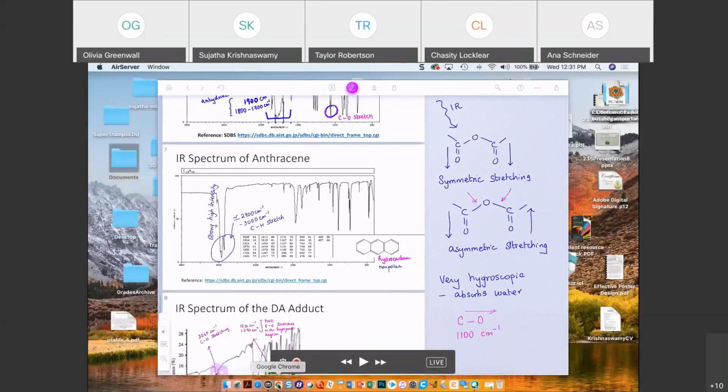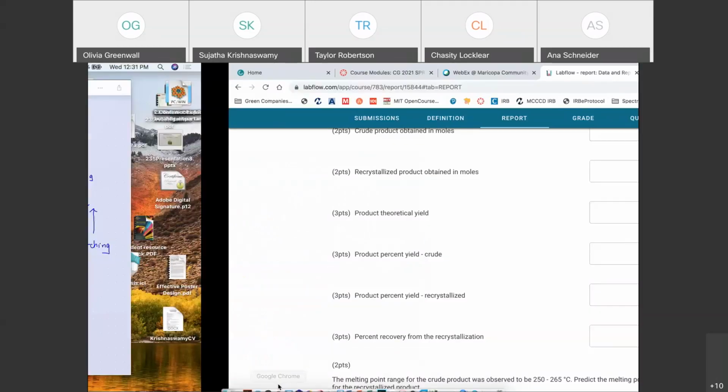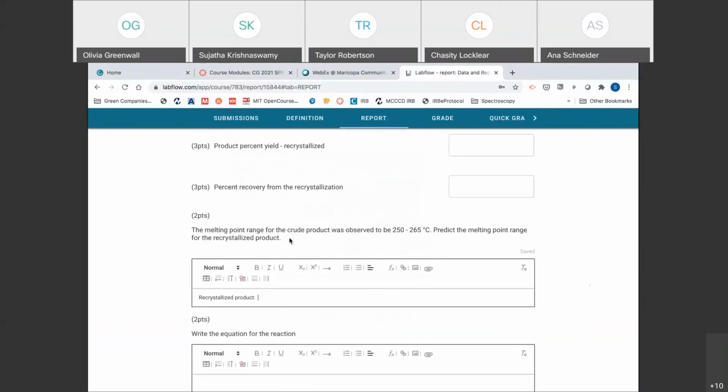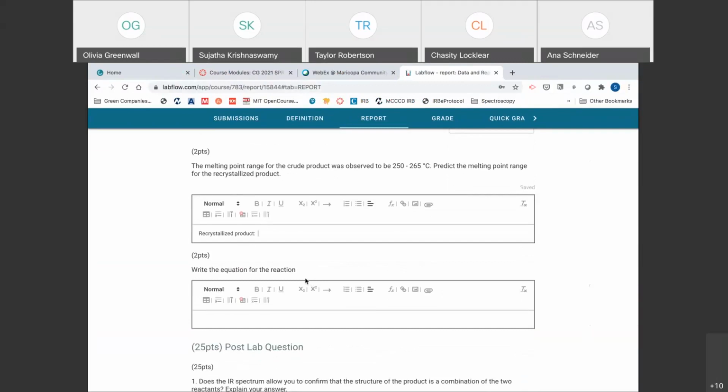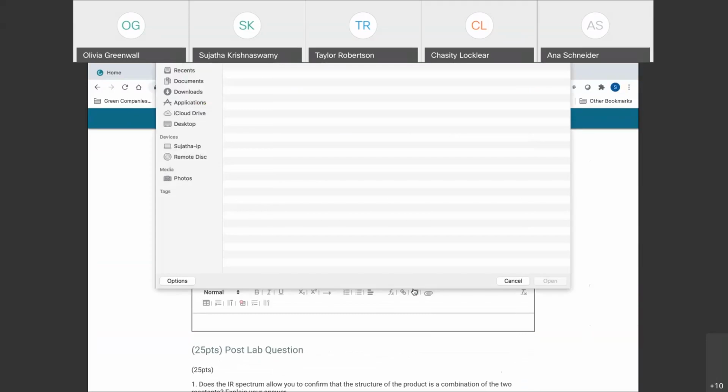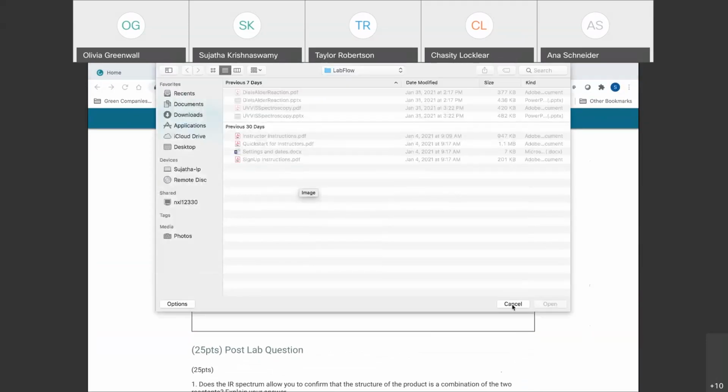I will come back to this, but what I want to show you is the question on the melting point range. For the crude product it is 250 to 265. You're asked to predict the melting point range of the recrystallized product. This is a really broad range, so you want to just predict a narrower range. It's only a prediction, so don't worry too much. For the equation for the reaction, you want to draw it on a piece of paper. If you click this, you should be able to upload the image.